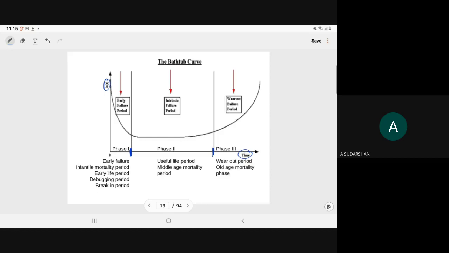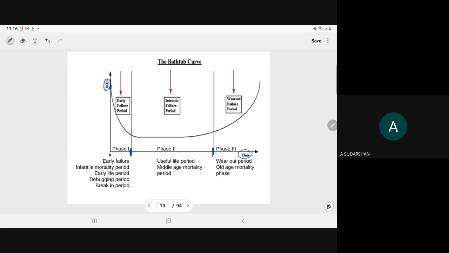The middle one is known as the useful life period, or middle age period or phase two. The first one is known as the early failure, infantile mortality period, early life period, debugging period or break-in period. What can you understand from here? When we have a new device or new system, we always have a high chance of failure. The failure rate is very high.